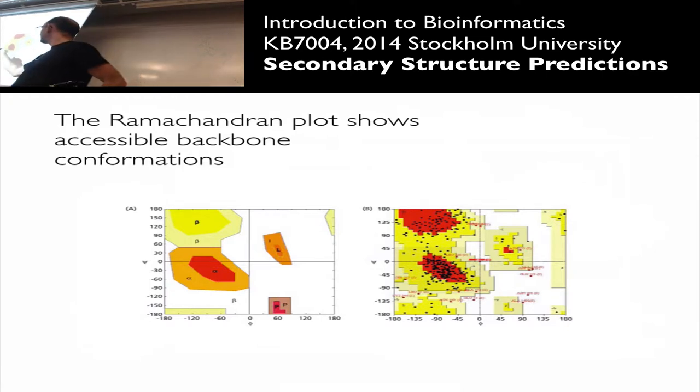And so in general, you should follow this, because this is the stable conformation. So in general, you see this is an alpha helical area, and this is a beta sheet area.